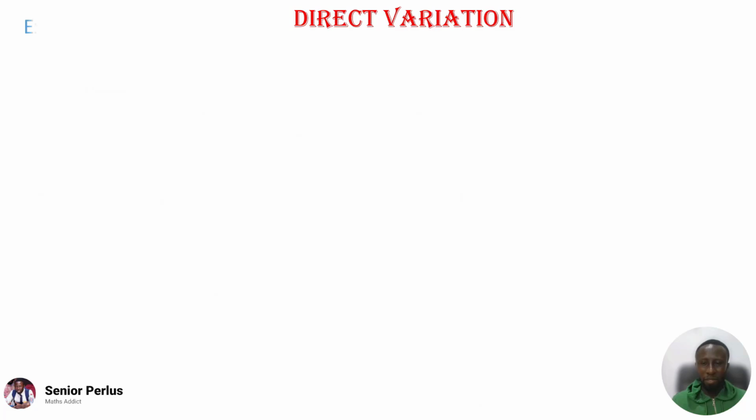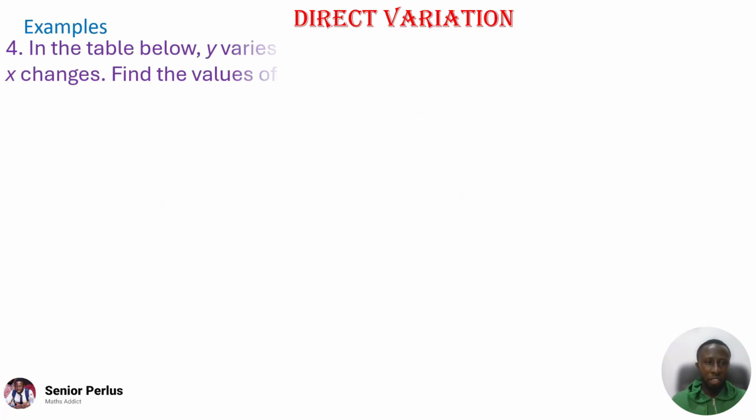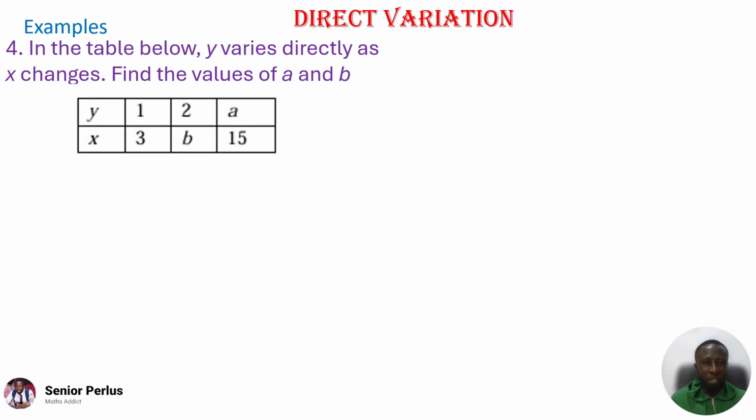Direct variation. So we are moving on to our fourth example under direct variation. So this one will be in a table form. In the table below, y varies directly as s changes. Find the value of a and b. So you should find the value of a and b.